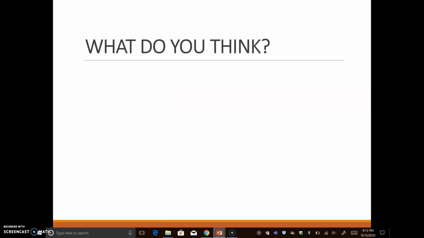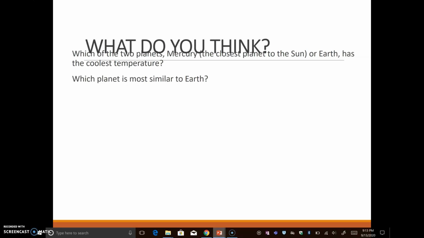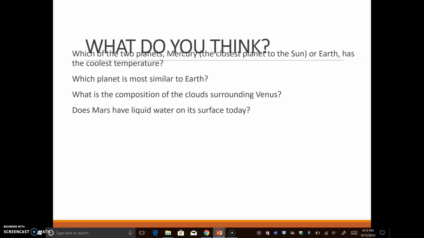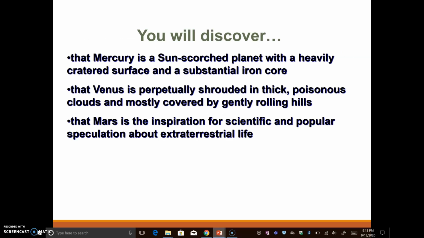So let's get started. So just a couple of questions that I want you to think about in the back of your head, even if you want to write some of what you think about these on the side. So which of the 2 planets, Mercury closer to the Sun or Earth, has the coolest temperature? Which planet is most similar to Earth? What is the composition of the surrounding clouds of Venus? Does Mars have liquid water on its surface today? Is life known to exist on Mars today?